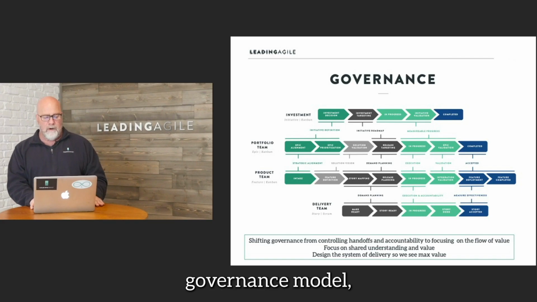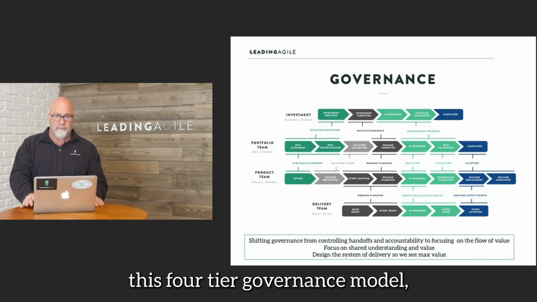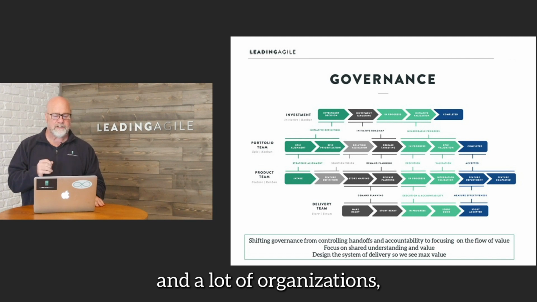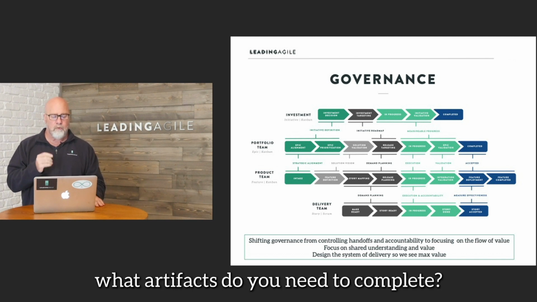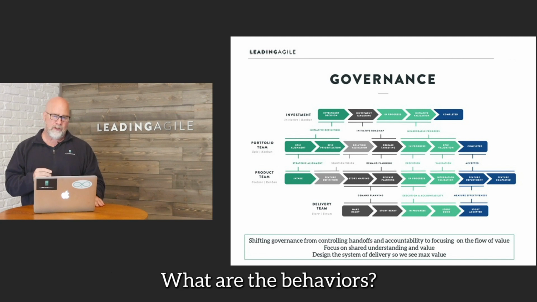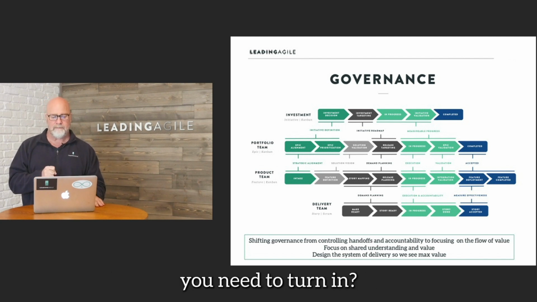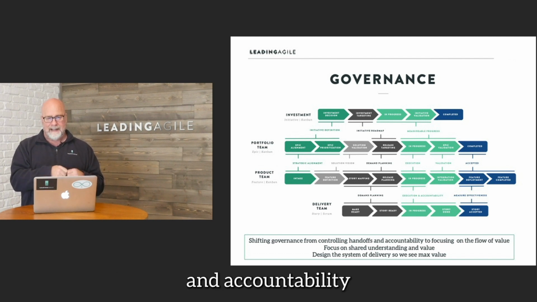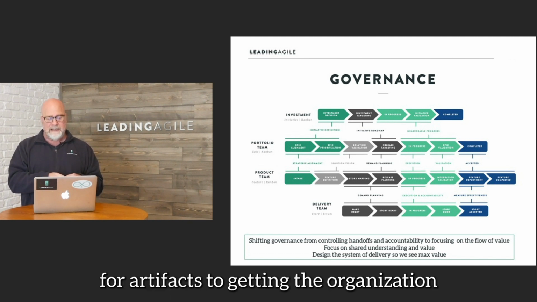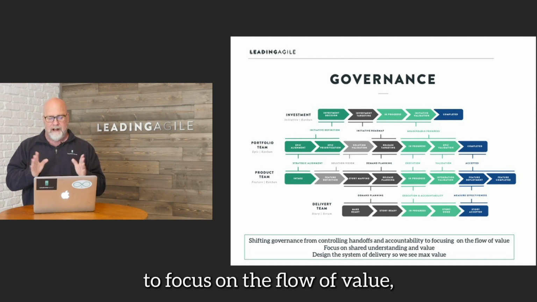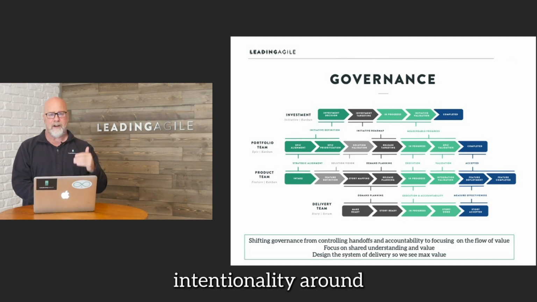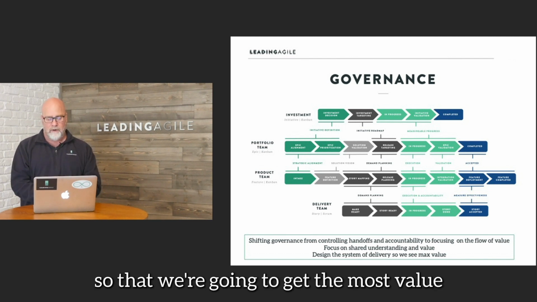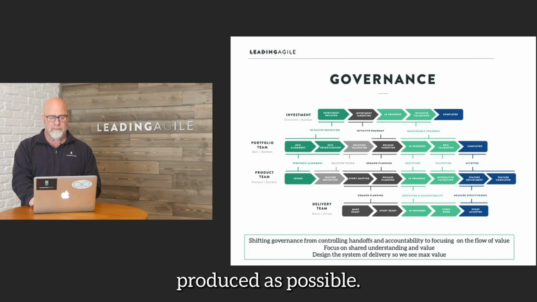If we look at our governance model, this 4-tier governance model, one of the first things to really get clear about is this word governance is overloaded in a lot of organizations. A lot of people look at governance as being, what artifacts do you need to complete? What are the behaviors? What are the checklists you need to turn in? To be really clear, the governance model here is shifting from controlling handoffs and accountability for artifacts to getting the organization to focus on the flow of value, trying to create intentionality around who's involved in which conversations when, and designing the delivery so that we're going to get the most value produced as possible.